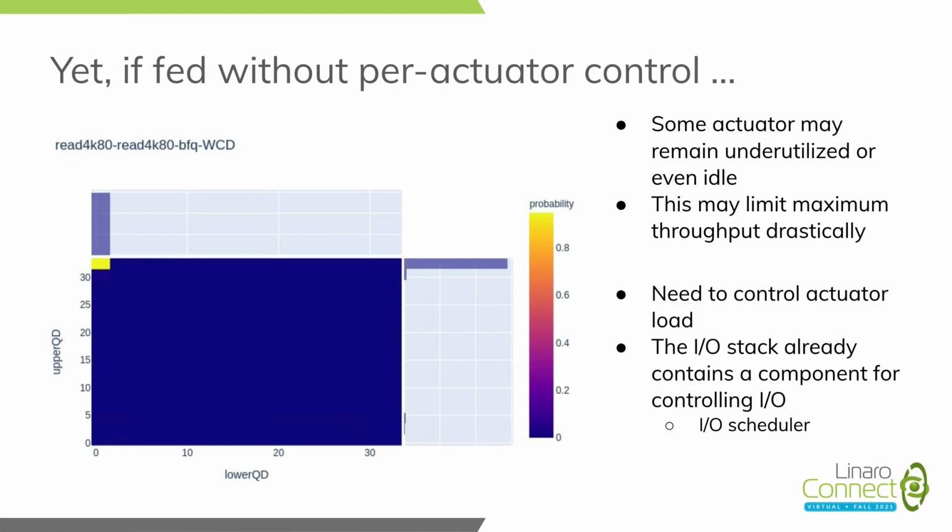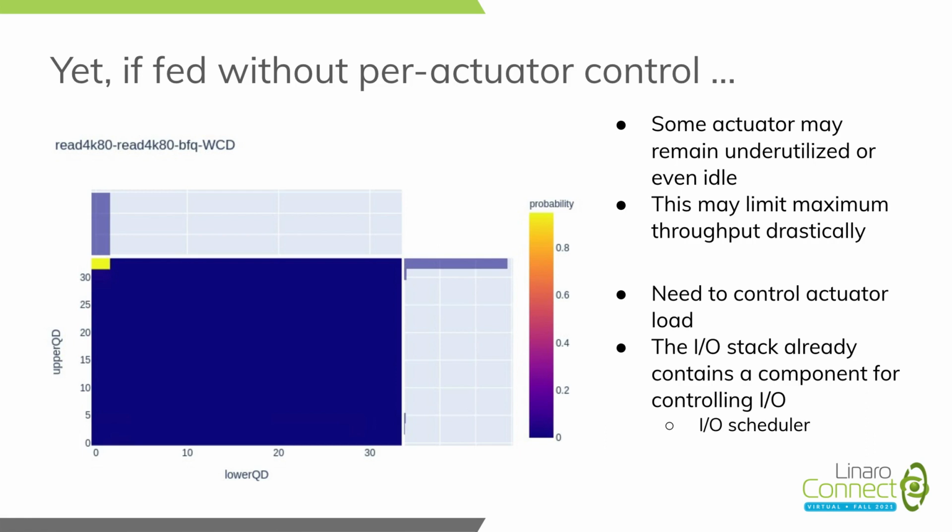For example, the cell in the upper left corner represents the combination in which we have zero requests, so zero load, for the lower actuator, and 31, I would say, or 32 requests for the upper actuator. So full load for the upper actuator, no load for the lower actuator. Each cell is colored, so this is a heat map, and the color represents the probability for that combination.